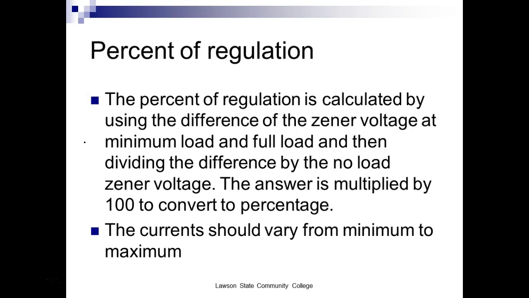The percent regulation is calculated by using the difference in the Zener voltage at minimum load and maximum load. Answer multiplied by 100 to convert to a percent. One of the things you get when you specify a power supply, you calculate what we call its percent regulation. There's no power supply that has 100% regulation. That means it would be perfect. And if I'm not perfect, there's no way in the world this is going to be perfect.